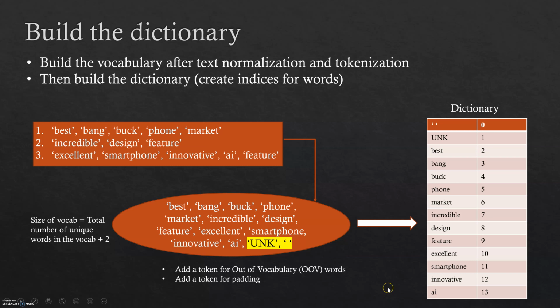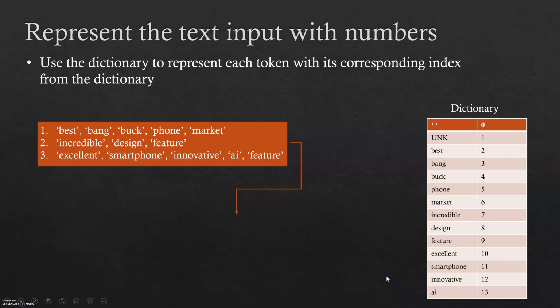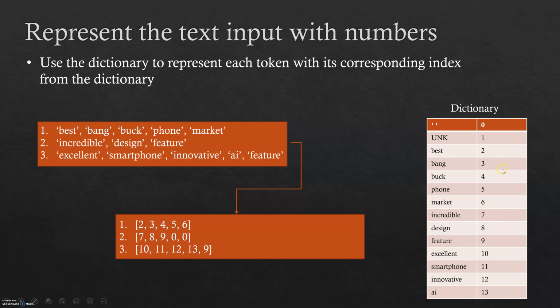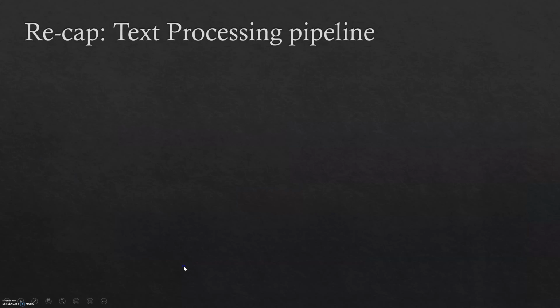Then once we have the dictionary, we are ready to convert our text input to a numerical input. Let's see how we do that. Here, this is our input, and we have the dictionary. All we have to do is look up in the dictionary and replace each word with its index. And that's pretty much what we have to do in order to get from the raw text input to the numerical input that we finally feed into the deep learning model.